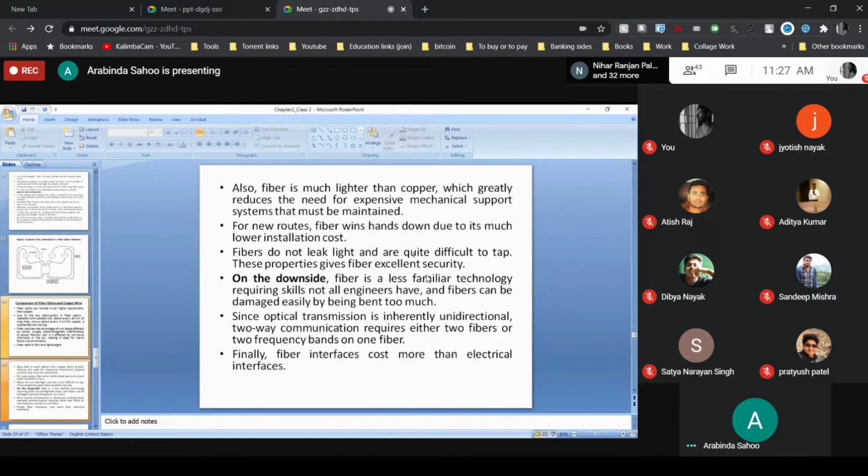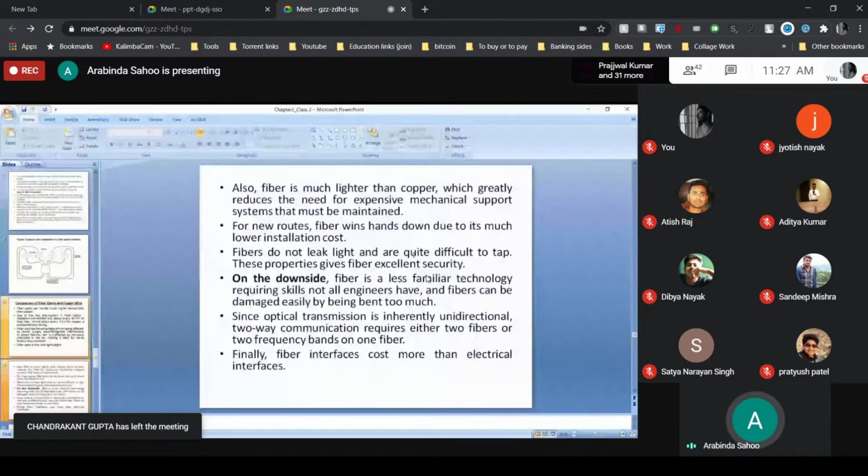So the first disadvantage is that for installation, skilled engineers or personnel are required. Number two is it is damaged easily.